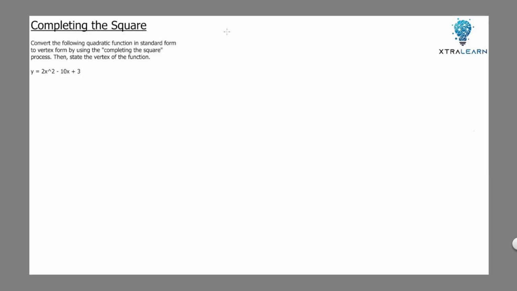So here's an example of something that's in standard form. y equals 5x squared, there's the x squared term, plus something x plus a number. That's in standard form. Well, that's great to look at, but it doesn't really give us a whole lot of information. Here's something that's in vertex form.